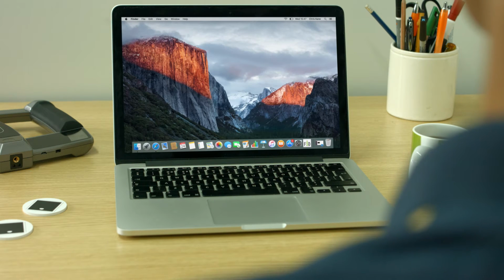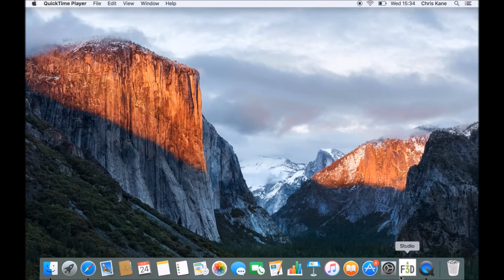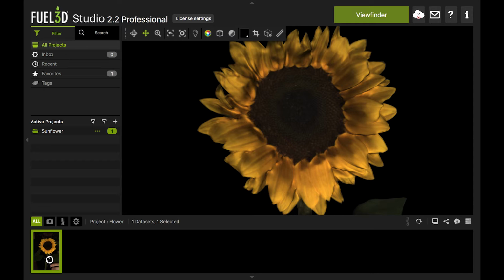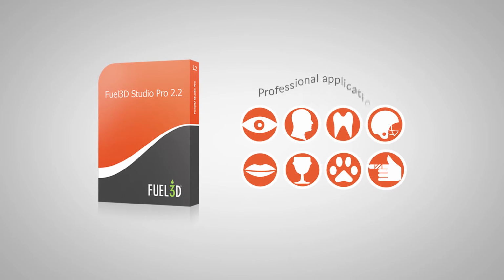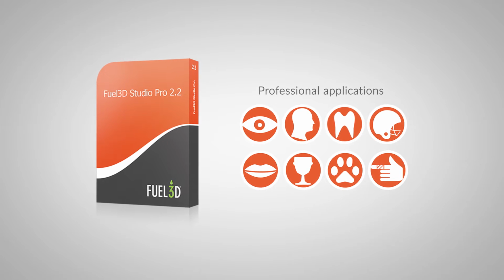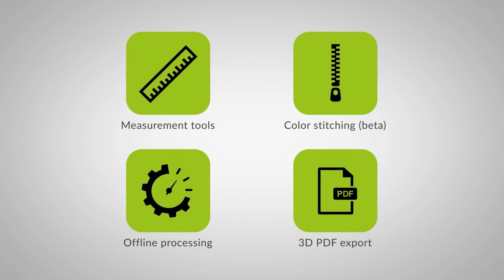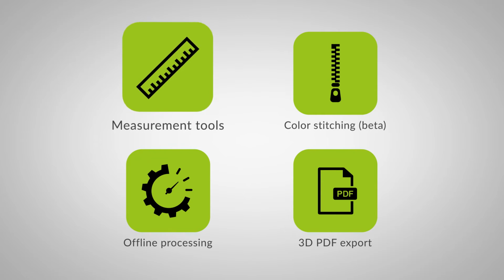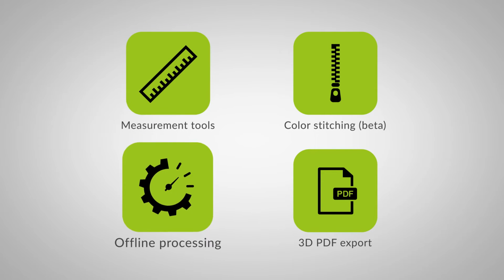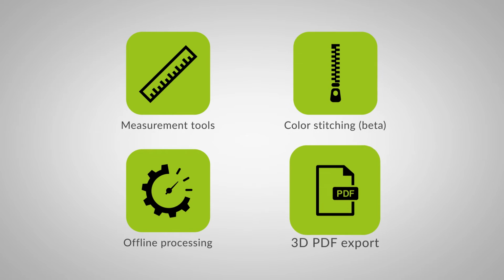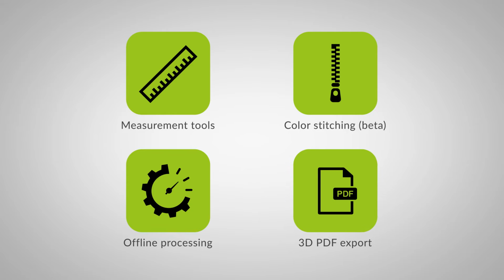Introducing Fuel3D Studio 2.2, our most comprehensive 3D editing software to date. Available now on Mac and Windows, Studio 2.2 features a new professional package which opens up a range of exciting possibilities for professionals in many sectors. New Pro features include measurement tools, offline processing with our latest algorithms, color stitching, and 3D PDF, all of which contribute to a more streamlined, professional workflow.